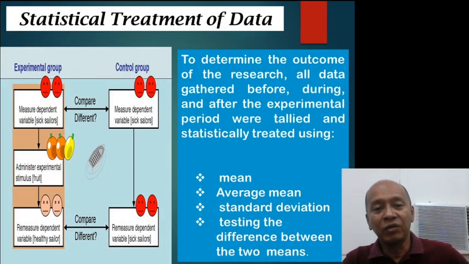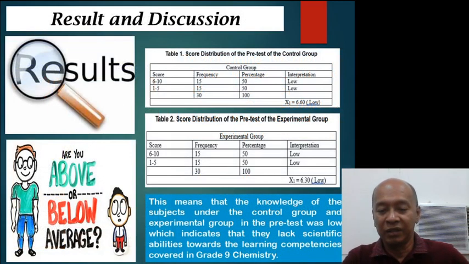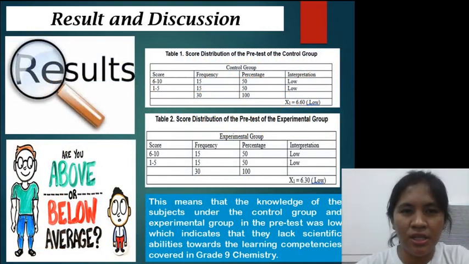To determine the outcome of the research, all data gathered before, during, and after the experiment were tallied and statistically treated using: number 1, mean; number 2, average mean; number 3, standard deviation; number 4, testing the difference between the two means. Results and discussion.